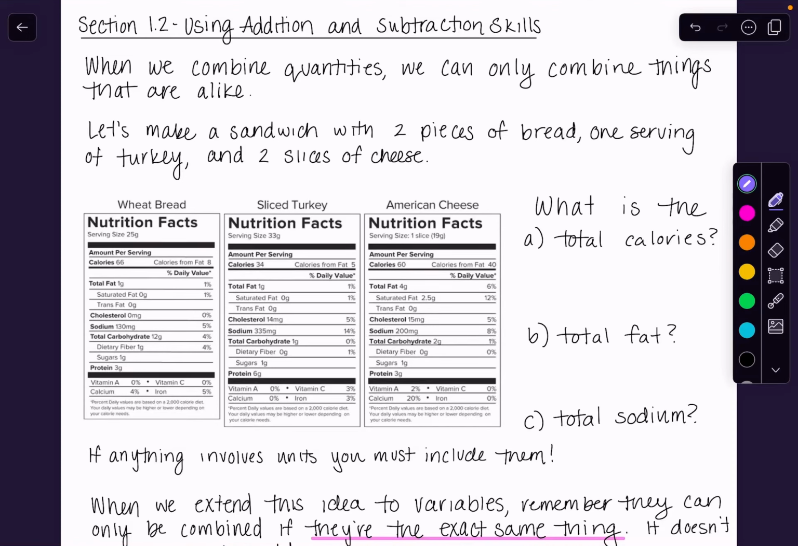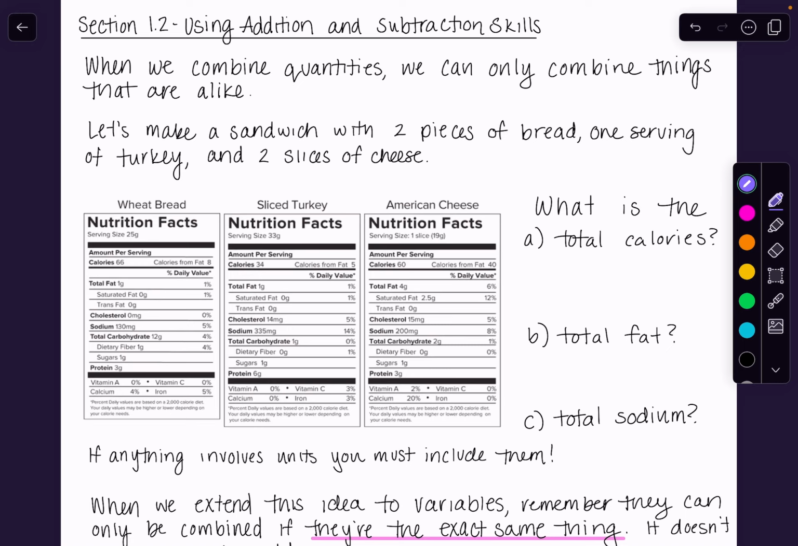In this next section, we're going to go through how we can do different addition and subtraction. So we're going to try to break this down first, working with something that you're probably familiar with, which is going to be working with a nutritional label. So the thing you have to remember the most is you're only going to be able to combine quantities that are alike. It's not going to make sense if I add two different things together.